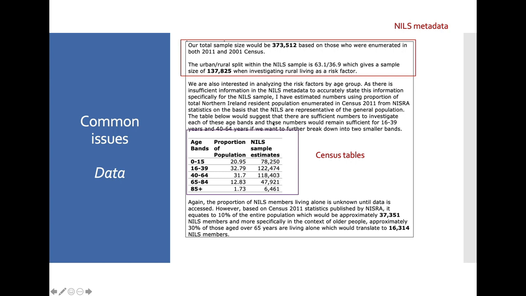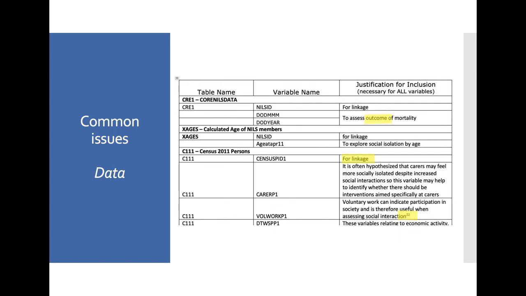To then get the age breakdown, I use the NI level census data, and I've just again taken the proportions to estimate the number within the NILS sample. And lastly, I have here a snippet from my variable list. So you need to put the table name, the variable name, and the justification for their inclusion. And you can get this information from the data dictionary. So there'll be a few ID variables for linkage purposes, and you can just put that in the justification box that it is for linkage.